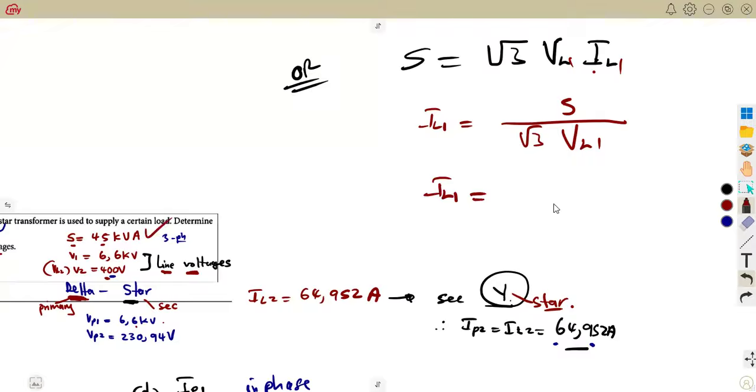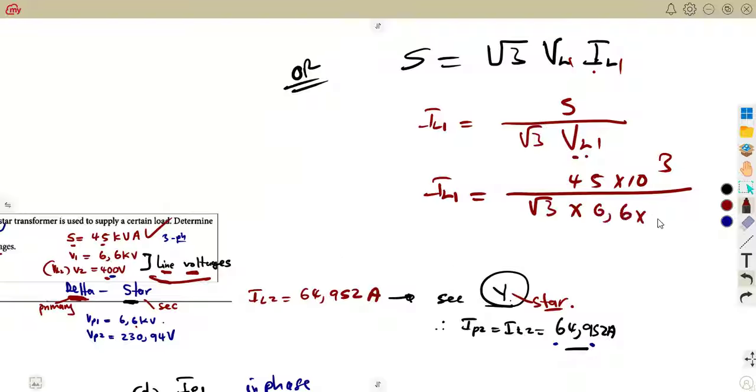S is given as 45 times 10 to the exponent of 3, over the square root of 3 times the line voltage. The values we are given are already line values, so V1 is already there, 6.6 times 10 to the exponent of 3 as the line voltage. You can even cancel the 10 to the exponent of 3, as it is the same.